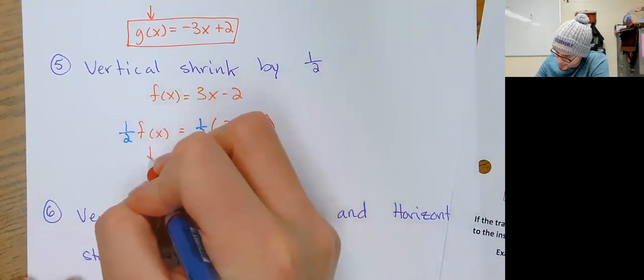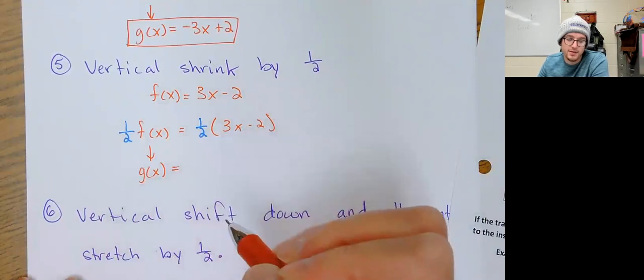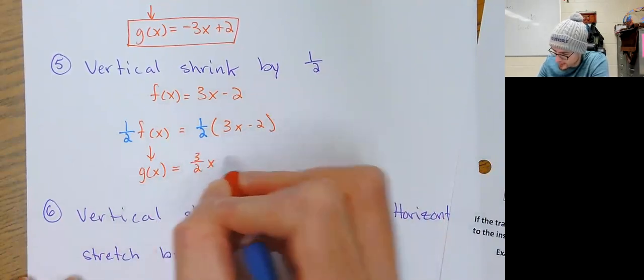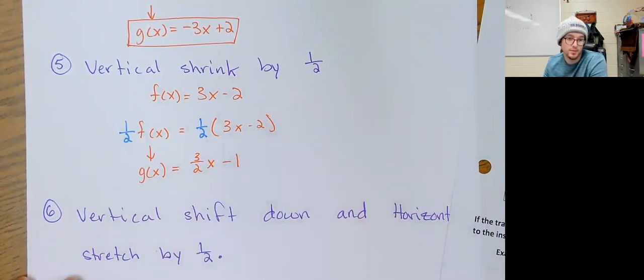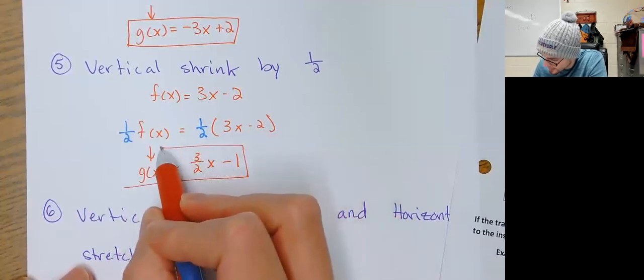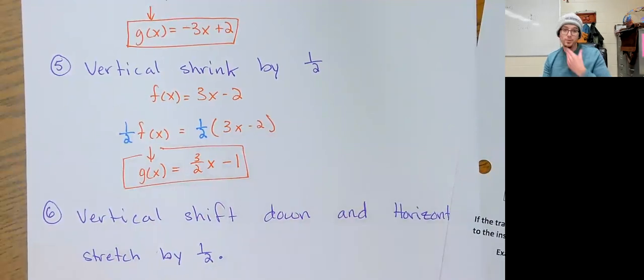So our new function is going to be g of x. All right, well, what's 1/2 times 3x? Well, that is 3 halves x. And what is 1/2 times negative 2? That is negative 1. So there is our new beautiful function. G of x equals 3 halves x minus 1.